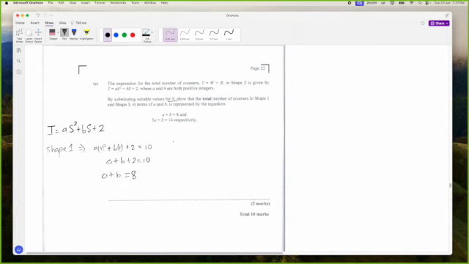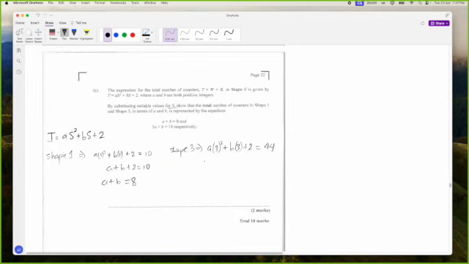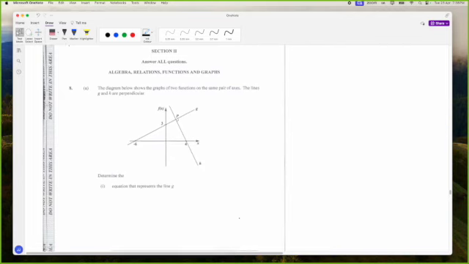And for shape 3, shape 3 will be A times 3 squared plus B times 3 plus 2, and that is equal to T, which is 44. So 3 3s are 9. So 9A plus 3B is equal to 44 minus 2, which is 42. Then you divide the whole thing by 3, and you will get 3A plus B is equal to 14.